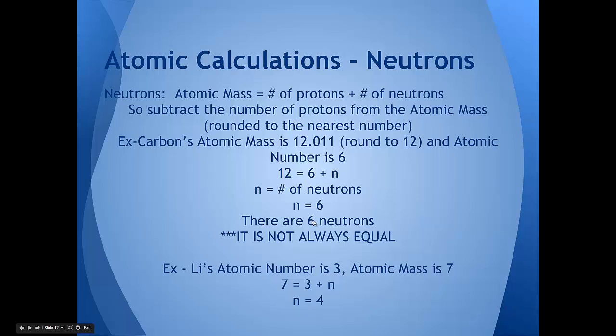In this case, the number of neutrons is the same as the number of protons, but that's not always the case, not always equal. So for example, lithium's atomic number is 3, its atomic mass is 7, so 7 equals 3 plus the number of neutrons. So the number of neutrons in that case is 4.